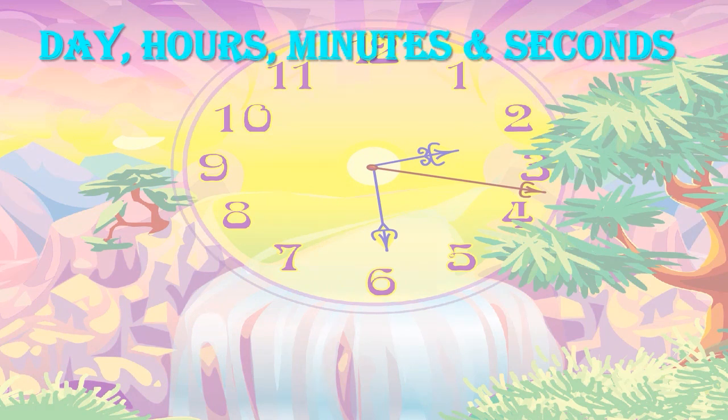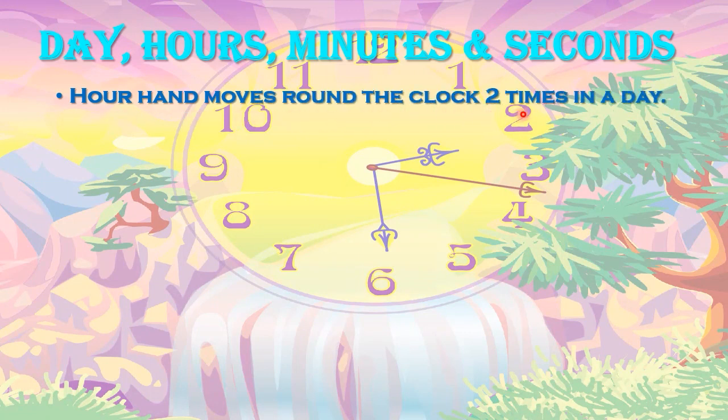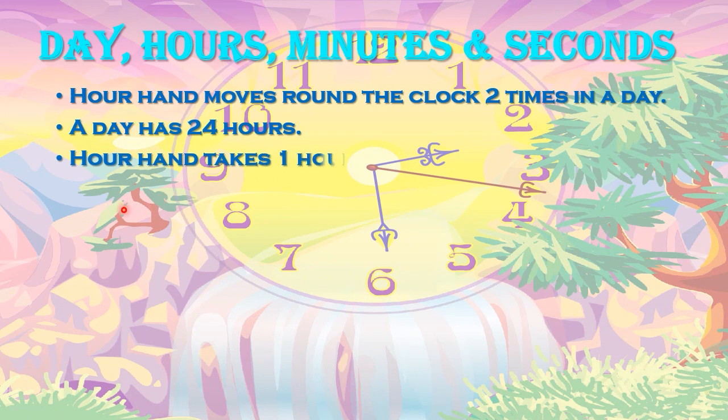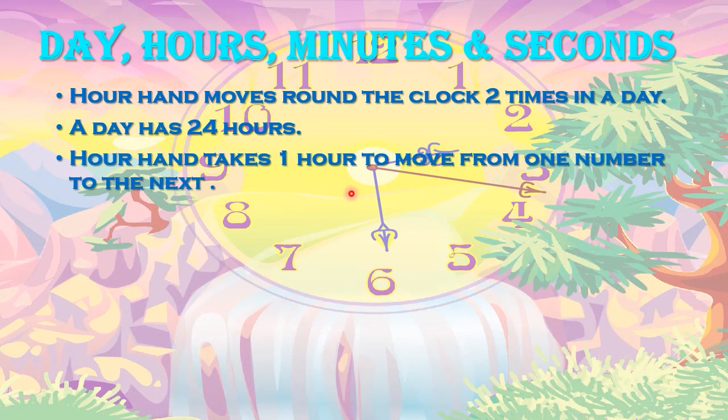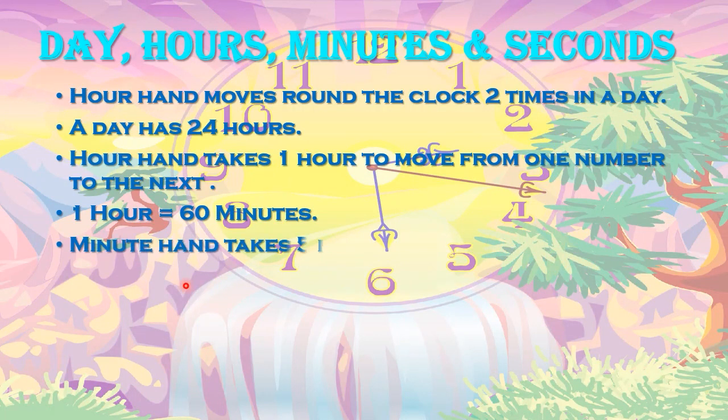Day, hours, minutes and seconds. Our hands move round the clock 2 times in a day. A day has 24 hours. Our hands take 1 hour to move from one number to the next. 1 hour is equal to 60 minutes.